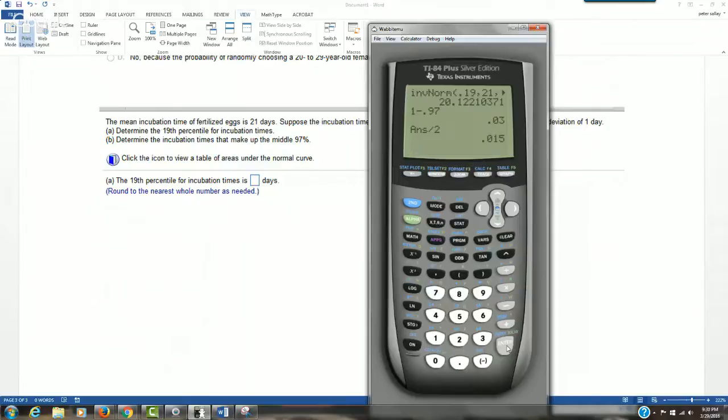So that's going to be inverse norm with that percent, and then we'll type in all the other numbers about mean and standard deviation. So 0.015. Everything else we keep the same. On the lower side, I get 18.8 days would represent the low number. And this is actually symmetrical, so you can just subtract that from 21 and then add that to 21. So on the low end, it's 18.8, and on the upper end, it's 23.17. So the middle 97% would be between those two numbers.